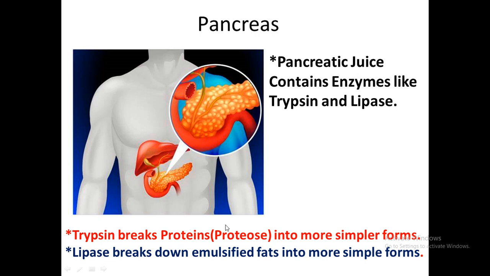So this pancreatic juice contains trypsin, which breaks down the simple proteins into simpler forms, and lipase will break down the emulsified fats into simpler forms. Those bile salts have broken down the large globules of fats into emulsified fats or tiny droplets of fats, which will ultimately be broken down into simpler forms by the help of this lipase enzyme.